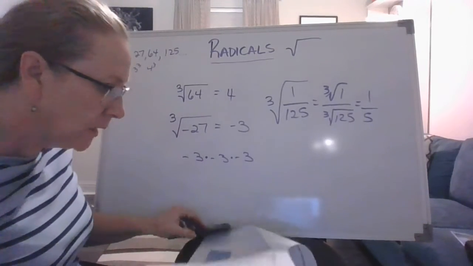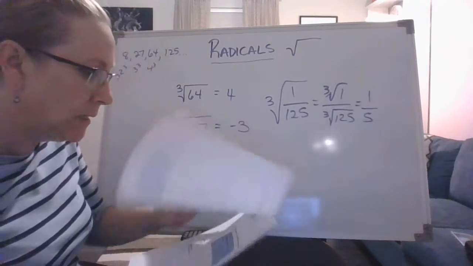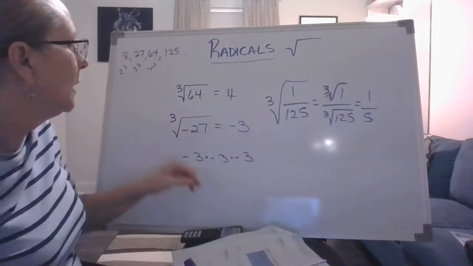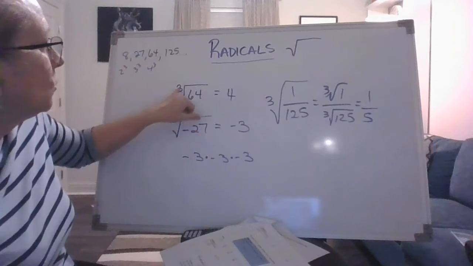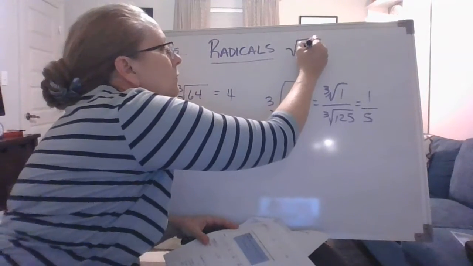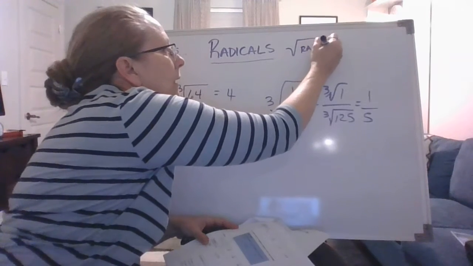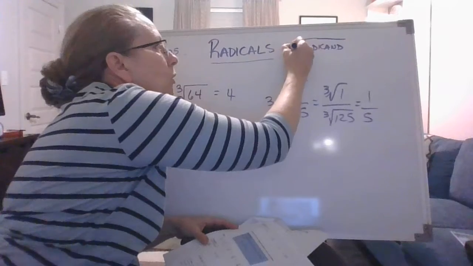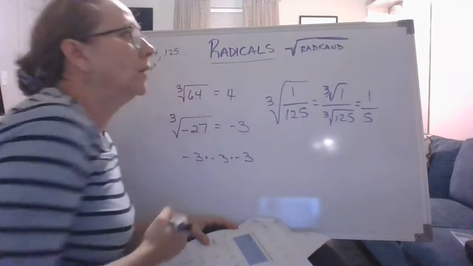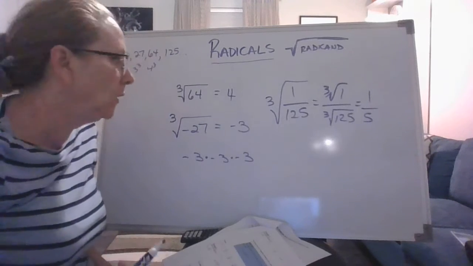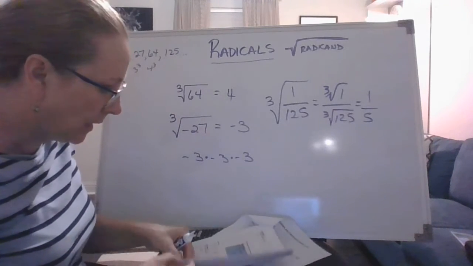All right, just want to make sure I didn't skip any terms. By the way, this is your radical sign, and underneath is your radicand. Radicand would be underneath. So this is your radical, right? And that is your radicand, just so that you know. Okay. All right. Next up.